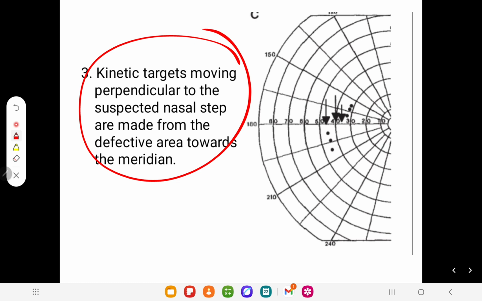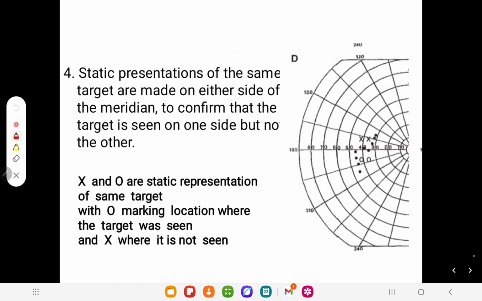The kinetic target is moved perpendicular to the suspected nasal step, from the defective area towards the meridian. Basically, this is for glaucoma field defects. Static presentations of the same target are made on either side of the meridian to confirm the target is seen on one side but not the other. Basically, if there is some defect, for example, X and O are the static presentations of the same target, with O marking the location where the target was seen and X where it was not seen. Basically here you cannot see, and if you move from here to here, then the patient buzzes, then you confirm that this area is defective, isn't it?